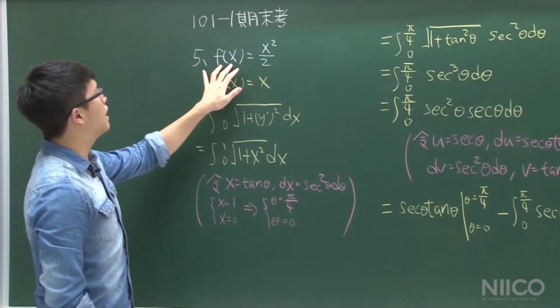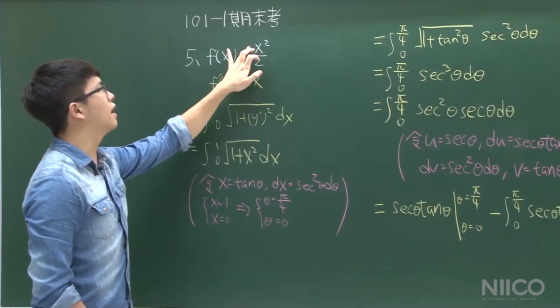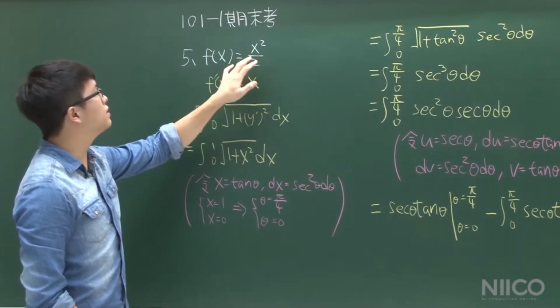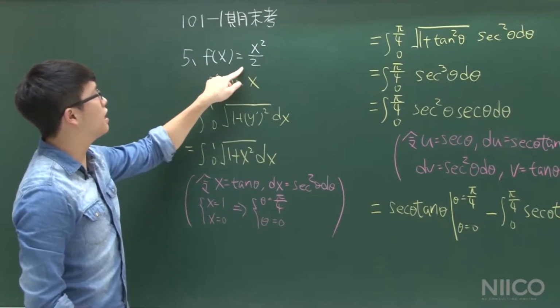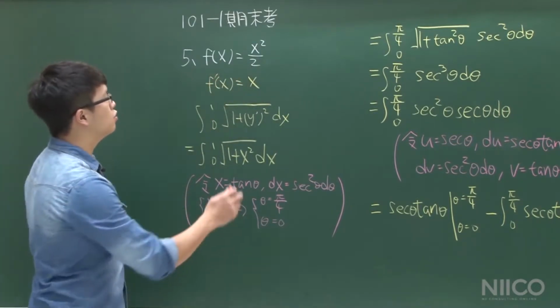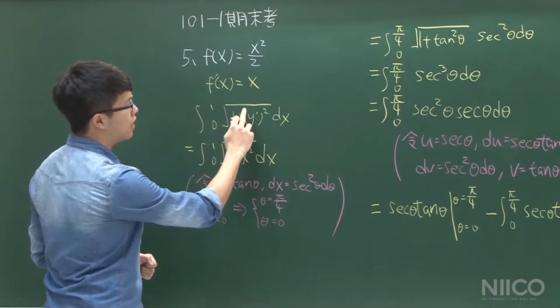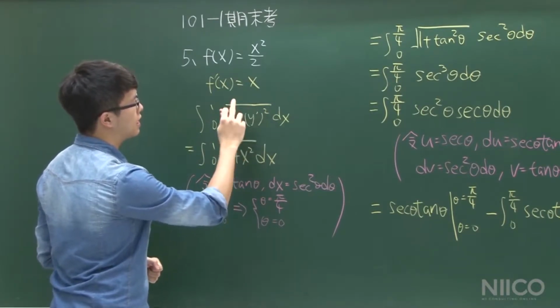Hello everyone, so in this problem we're going to calculate the length of this curve. This curve is f of x and it is defined as x squared divided by 2. So we see that the derivative of f of x will be just x. Now how do we calculate the length of this function?